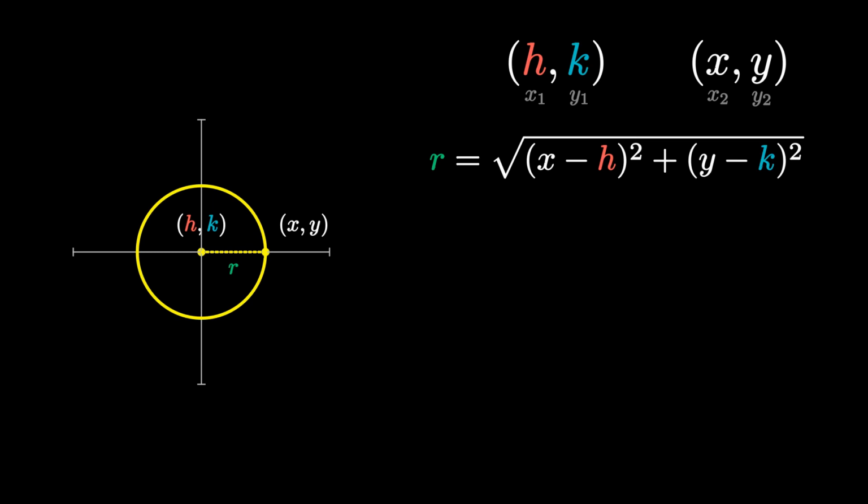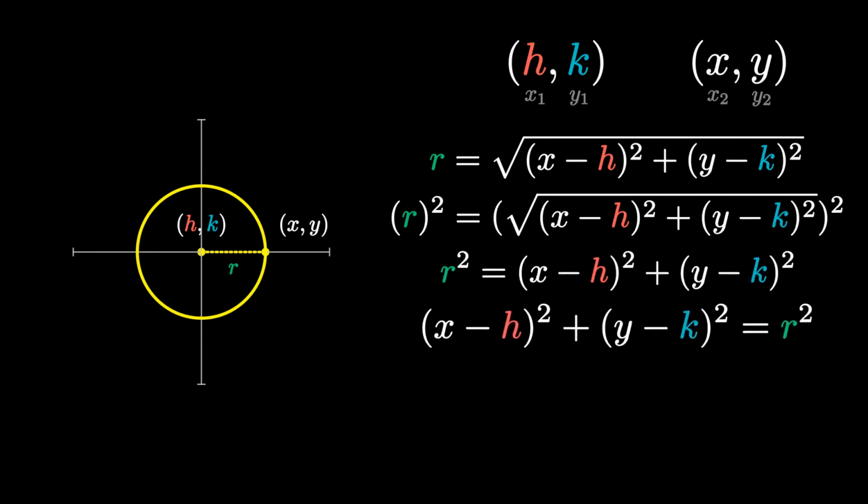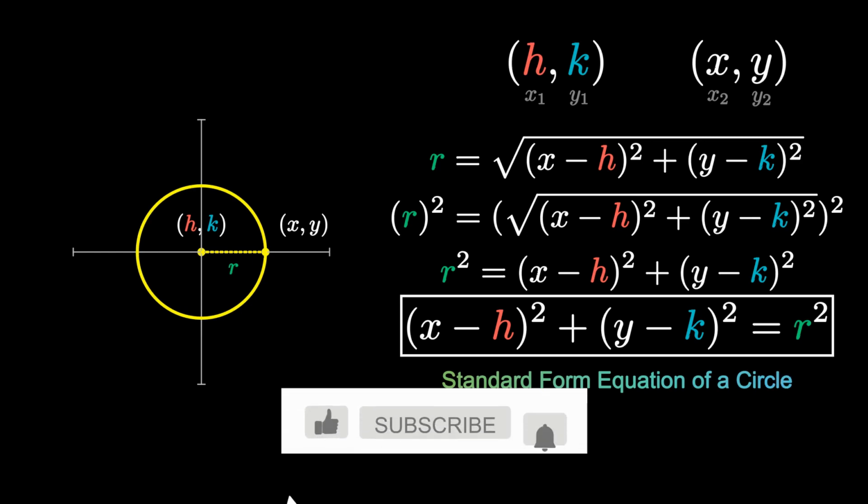Now all we have to do is square everything, and then we can kind of flip the order of everything. And as you see, we have our standard form equation of a circle, which is (x minus h) squared plus (y minus k) squared equal to r squared. So to answer your question, no, this equation is not random. It's actually derived from the formula that we use to find our radius, which is essentially the distance between our center and one of the circle's endpoints.